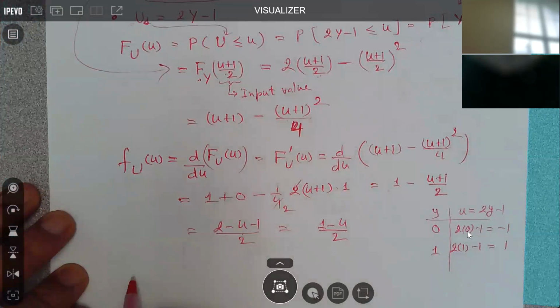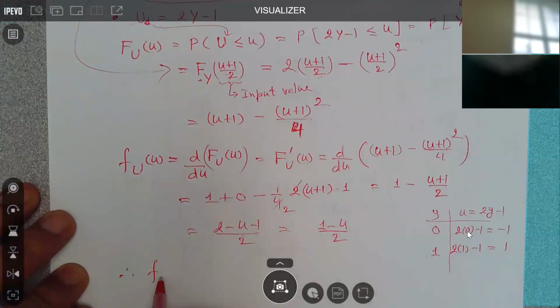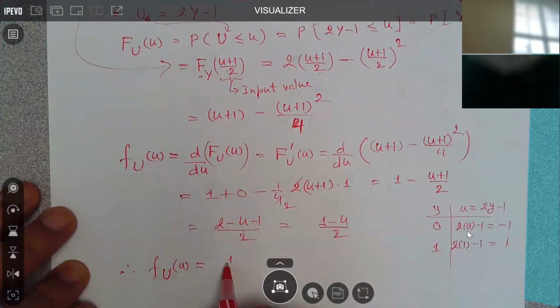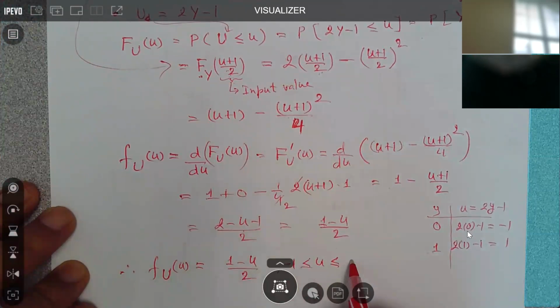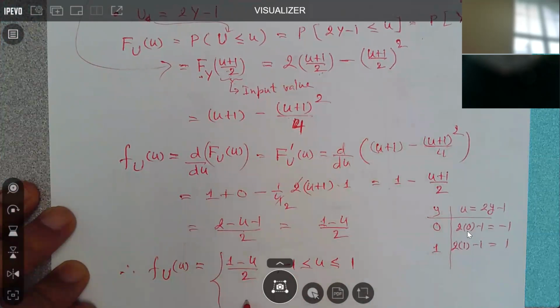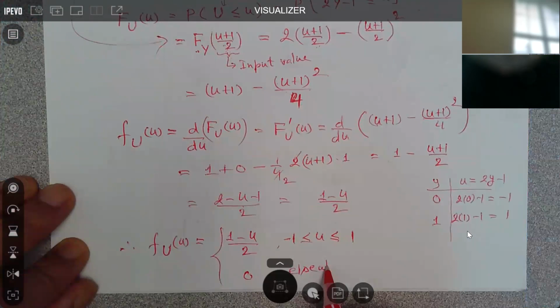So therefore f_U(u) equals (1 minus u) over 2, and u lies between negative 1 and positive 1, and 0 elsewhere, right? And this is the answer.